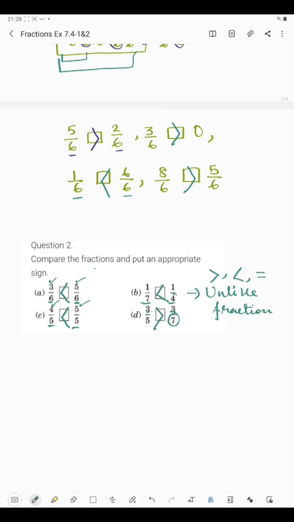Okay, so here we have learned how to compare fractions if the numerator is the same and if the denominator is the same. If the denominator is the same, we compare the numerator, and the smaller number will actually be the smaller fraction. Okay, and if the numerator is the same, the smaller number in the denominator will actually be the greater fraction. Okay, so this was all about question number 2.